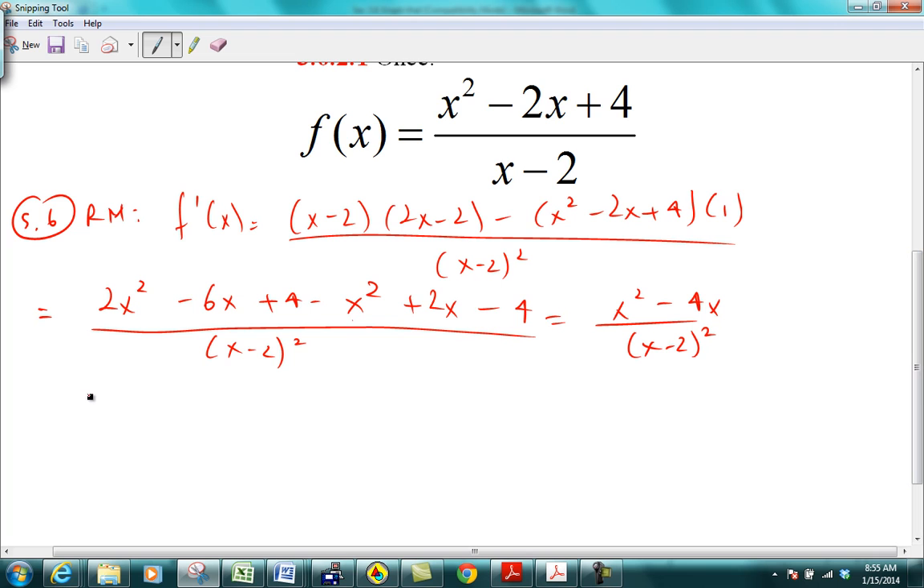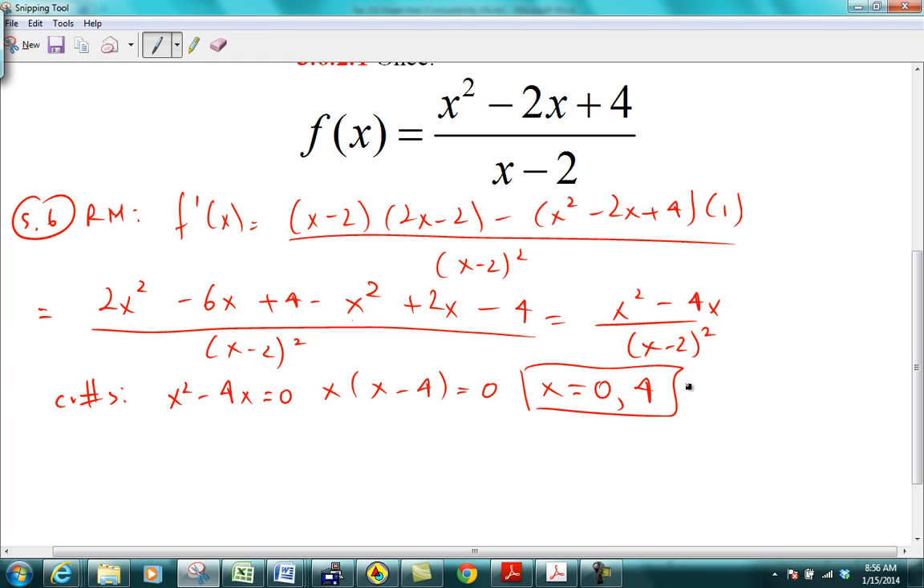And so the critical numbers are obtained by setting x squared minus 4x equal to 0, which gives you x times x minus 4 equals 0. So x equals 0 or 4. So these are your critical numbers. Okay, 0 and 4 are critical numbers. Next, we need to figure out whether they are mins or maxes.